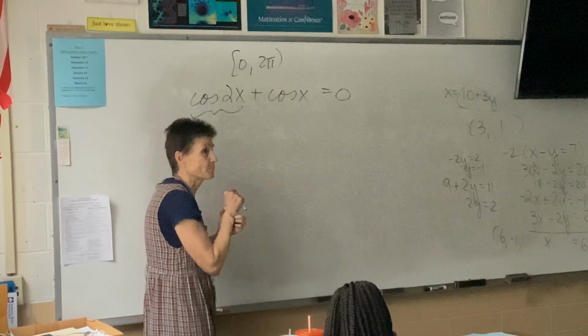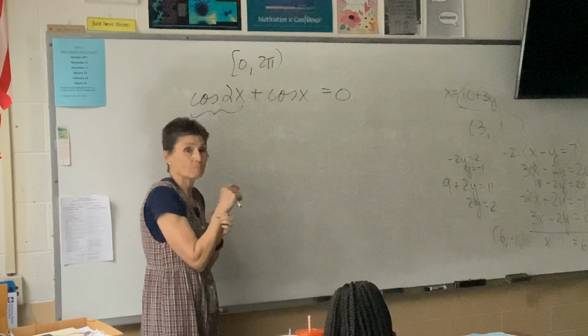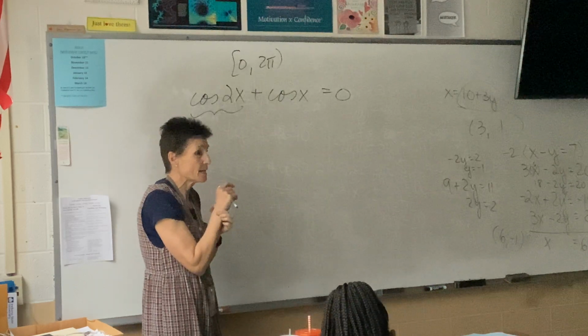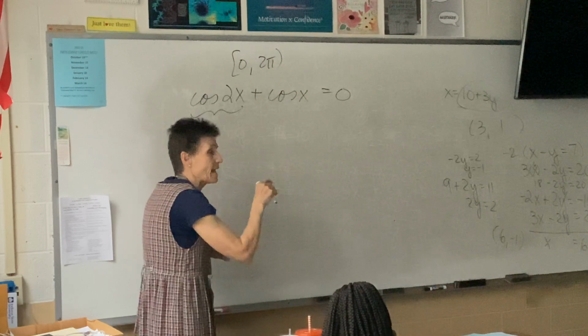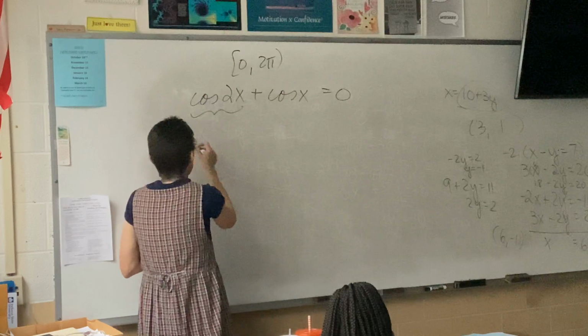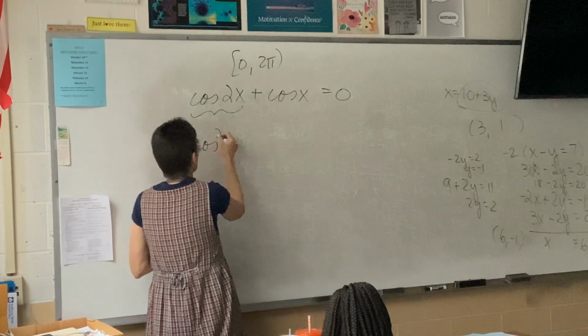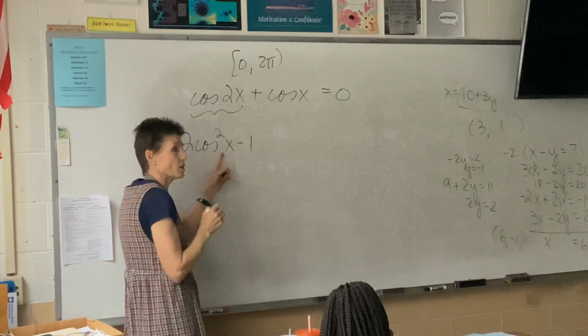Jake? I wasn't raising my hand, sorry. Oh. Does anyone want to raise a hand? Brayden? The third one? Which one is that? 2 cosine squared. Exactly. We want to use the one that's just a cosine.